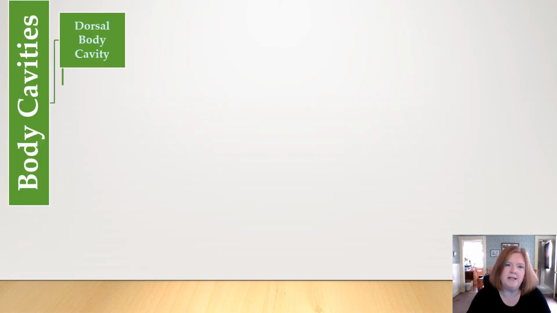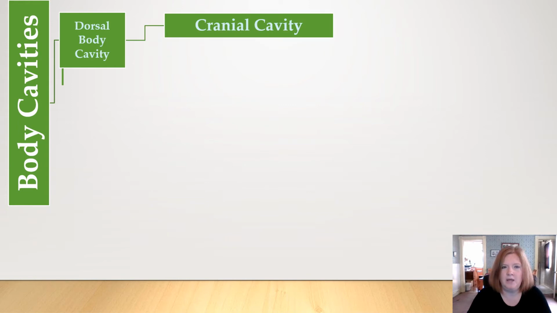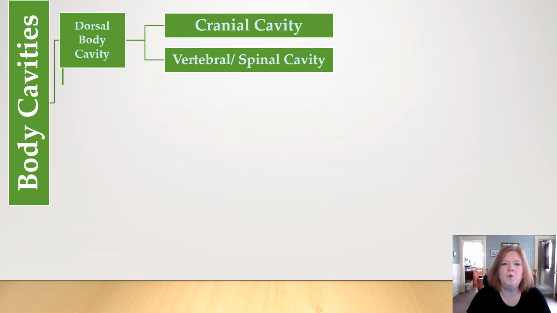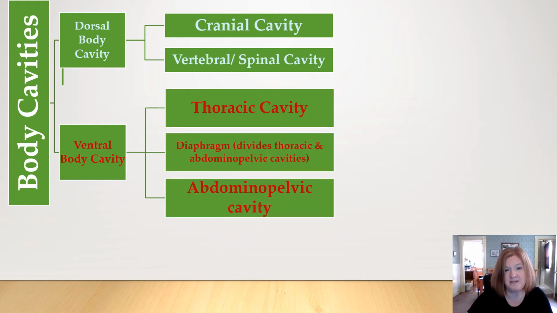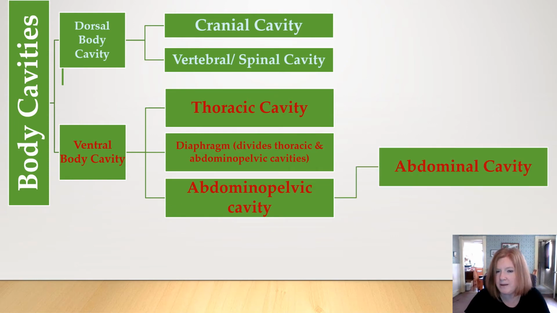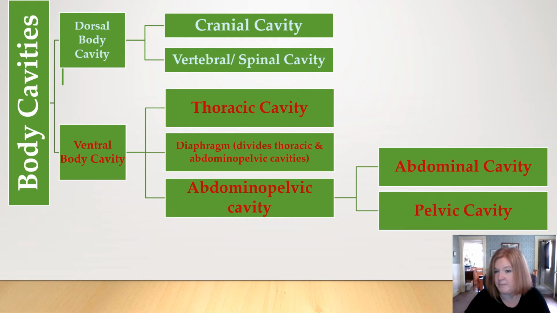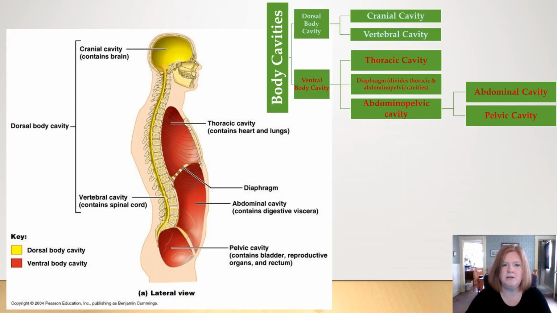All right, so let's go through the body cavities. We have the dorsal body cavity. Remember back, dorsal, posterior. So we have the cranial cavity and the vertebral or spinal cavity. It can be called either. And then we have the ventral body cavity. So ventral, toward the front, and we have the thoracic cavity. And then we have the diaphragm, which is the divider between the thoracic cavity and the abdominal pelvic cavity. And then the abdominal pelvic cavity is divided into the abdominal cavity and the pelvic cavity. Okay, so now we're going to look at each one of those in turn. But here's a diagram showing it all together, and then we're going to focus on one at a time.